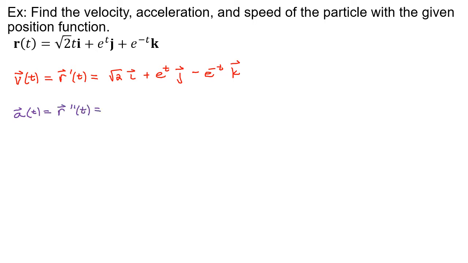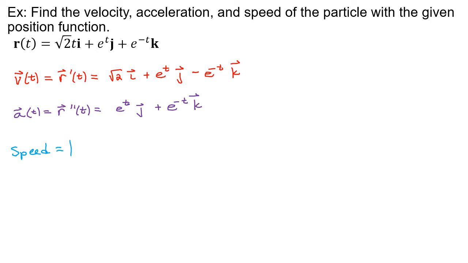My acceleration is the second derivative. And so the root 2 i would just go away, because the derivative of square root of 2 is 0. So I'll just get e to the t j plus e to the negative t k. That's my acceleration.